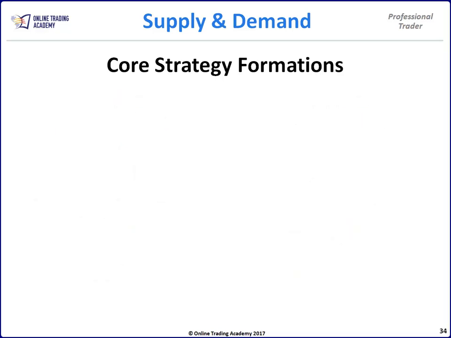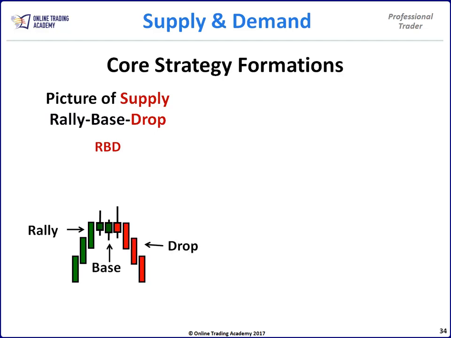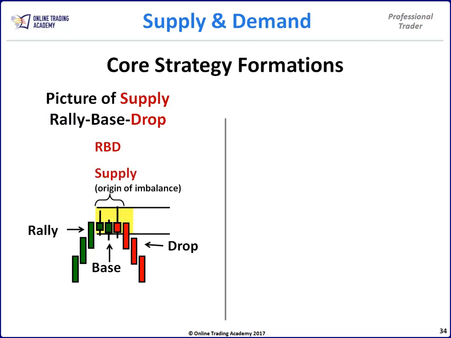On the supply side, we're essentially going to have the flipped picture of this. If we just took the pictures of demand and turned them upside down, that's what we're going to see on the supply side. So the first formation we have is a rally, a base, and a drop, often called an RBD. And so at that base, prior to the drop, that's where the supply is sitting. That's where the origin of the imbalance is.